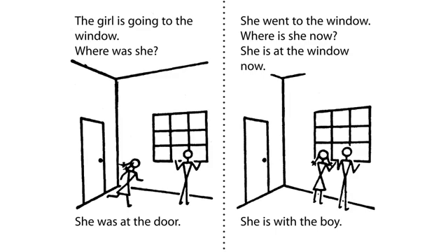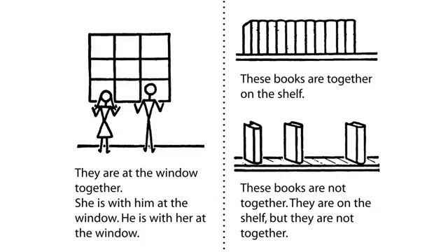The girl is going to the window. Where was she? She was at the door. She went to the window. Where is she now? She is at the window now. She is with the boy. They are at the window together. She is with him at the window. He is with her at the window.